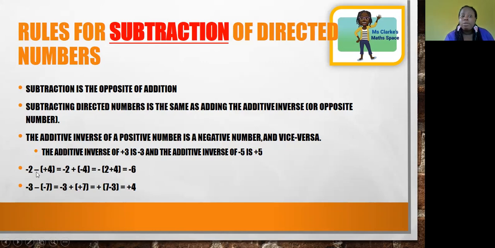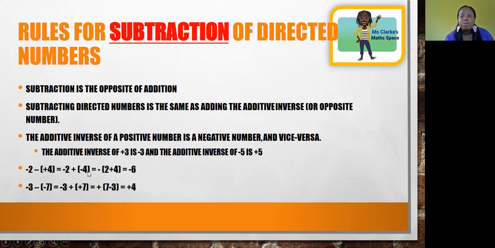So we have negative 2 take away positive 4. What we want to do is change the subtract sign here to a positive. And now we want to find the additive inverse of plus 4, or positive 4. The opposite of adding 4 is taking away 4. So we're going to have add negative 4. So negative 2 take away plus 4 is now equal to negative 2 plus negative 4.